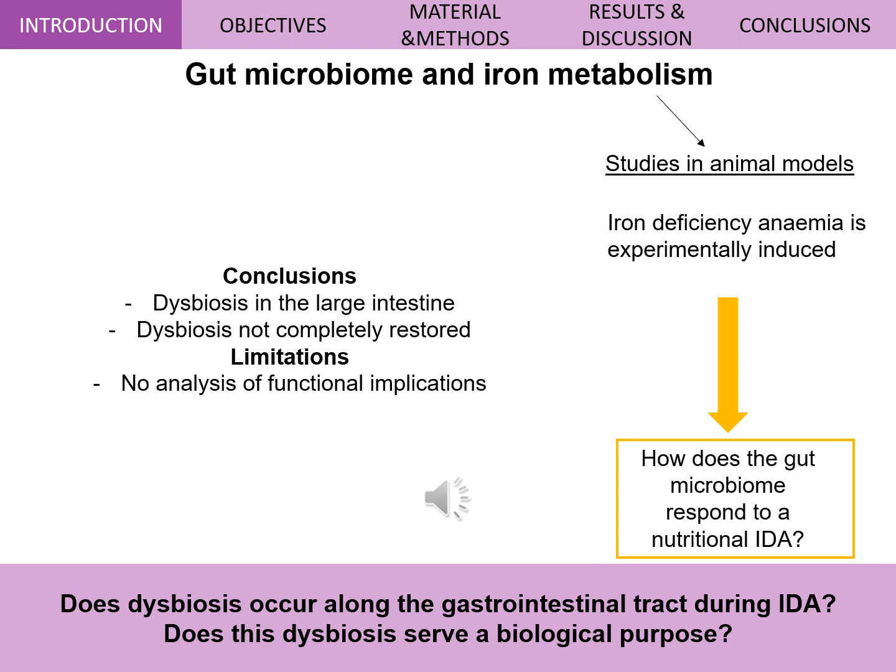So two questions arise in this context, and we will try to respond to them during the development of this project. Does dysbiosis occur along the gastrointestinal tract during iron deficiency anemia or just in the large intestine? Does this dysbiosis serve a biological purpose?